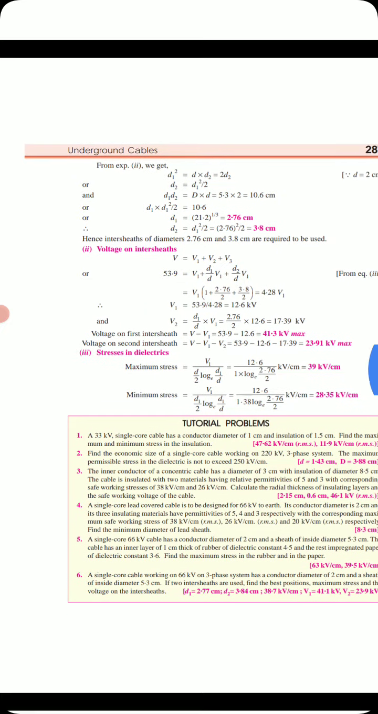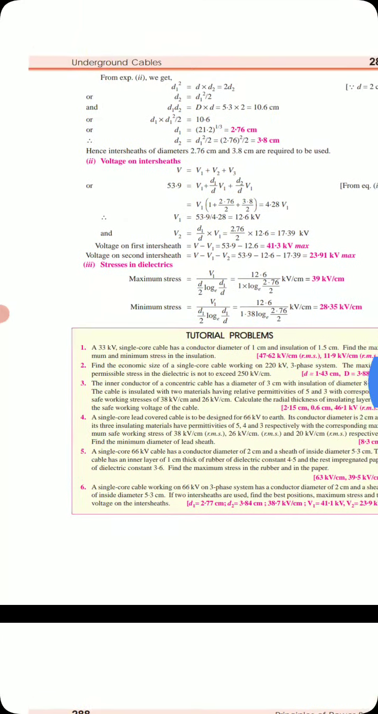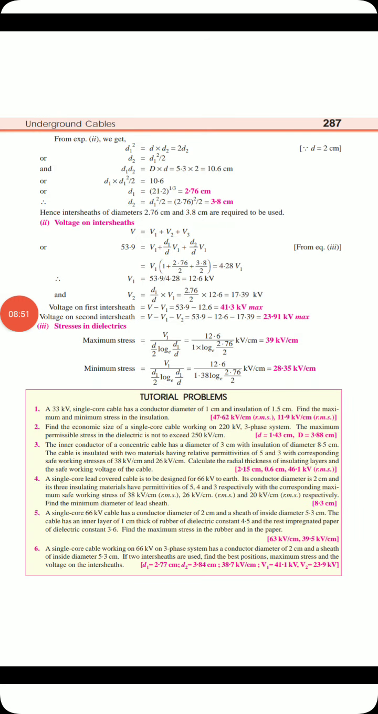So this is regarding the intersheath grading. So two different types of gradings we are seeing. One is capacitance grading, another one is intersheath grading. Intersheath grading is used rarely because of some practical difficulties.